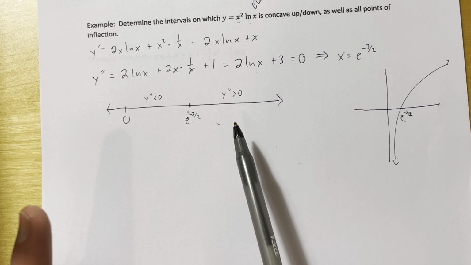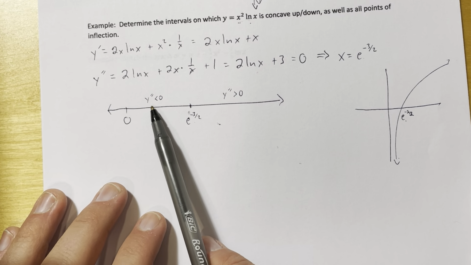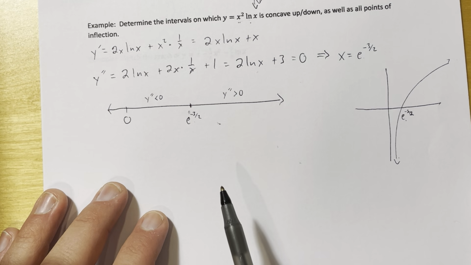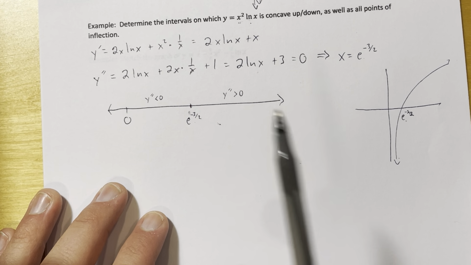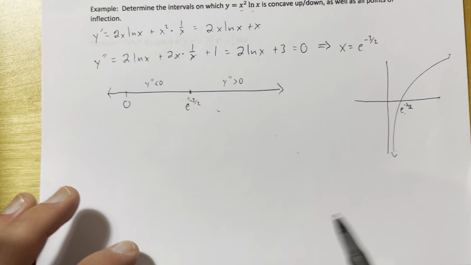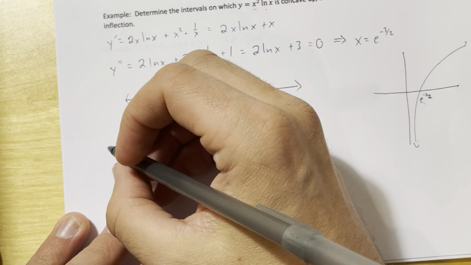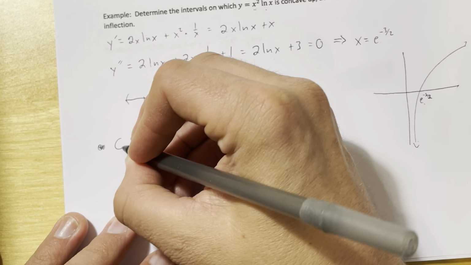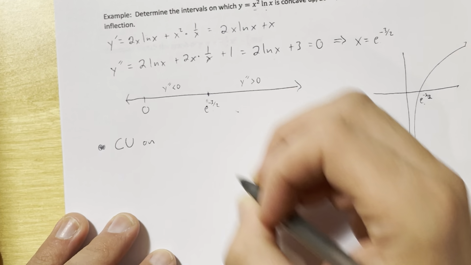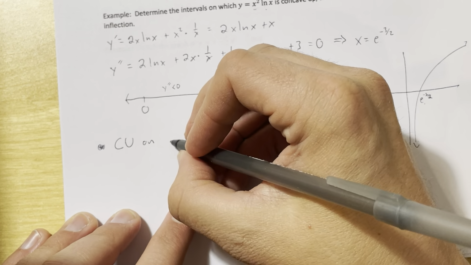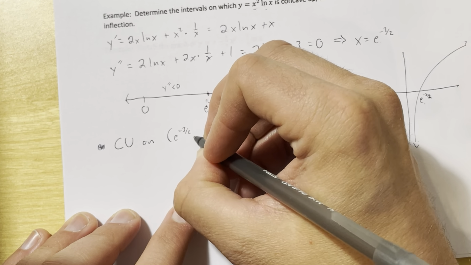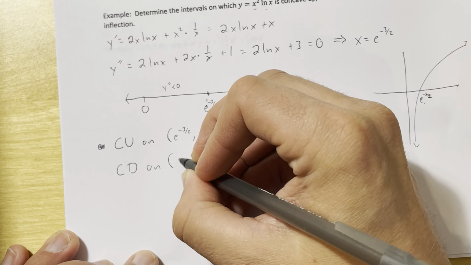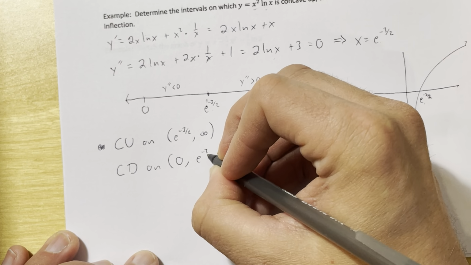So what we're seeing is a function where the second derivative is negative on this interval, positive on this interval. So we have a change of concavity, which means there is a point of inflection there. Okay, so let's determine the intervals first. So concave, in fact, I'm going to use that notation. It's concave up on the interval from e to the negative 3 halves to infinity. Concave down on the interval from 0 to e to the negative 3 halves.